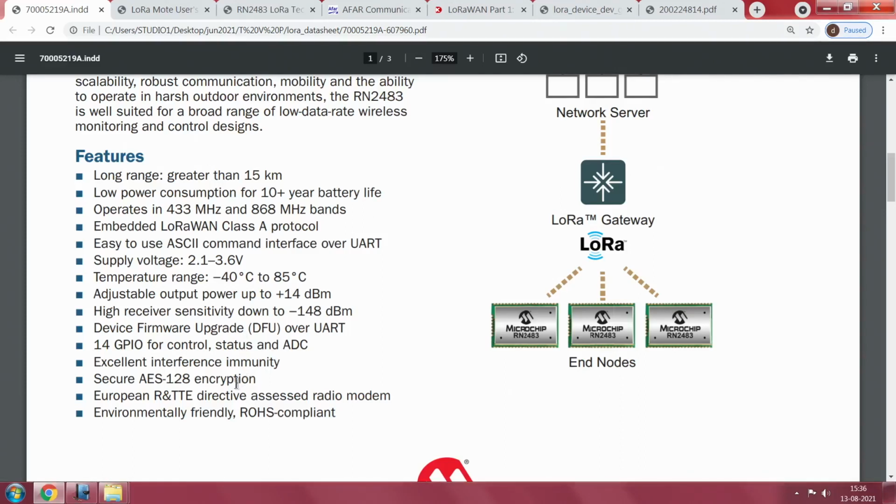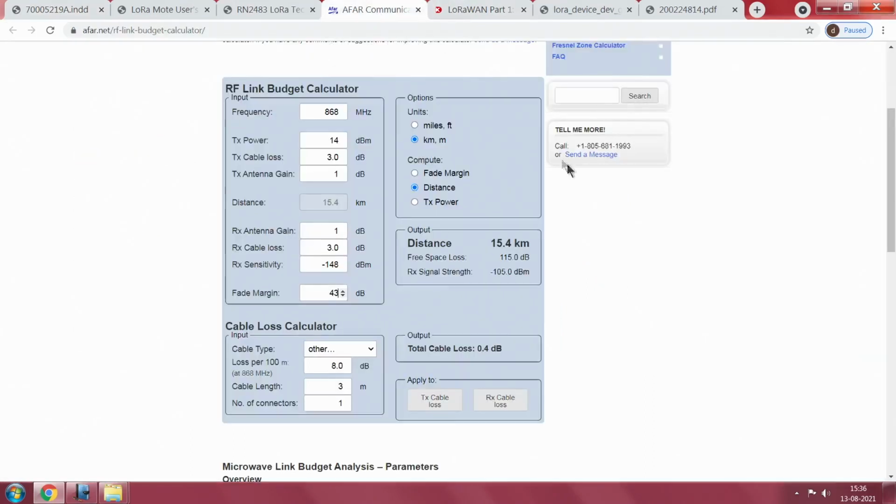Now let us see how to get to this 15 kilometer range. That may be of interest to you, how to substitute that equation which I sort of know now. Is there a simple link budget calculator that I can kick up, switch on, and put in these values and then try to see what we can do? So for that I go to this site. When I go to this site, I punch in these values.